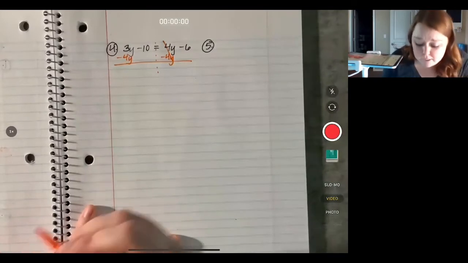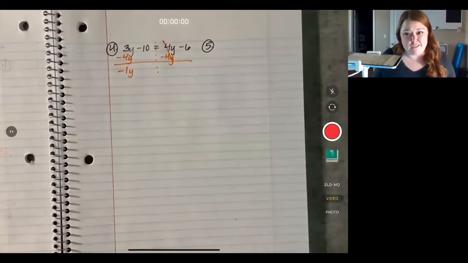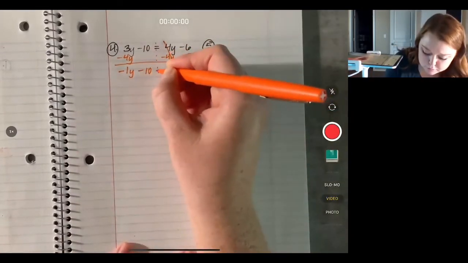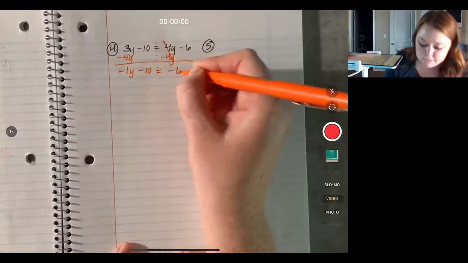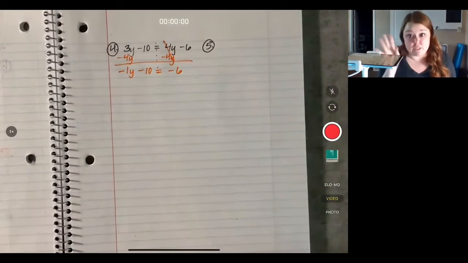3y minus 4y is negative 1y. You don't really need the 1 there. You could write negative y. That's fine. I'm going to drop down the minus 10, drop down the equal sign, and drop down that negative 6. Okay, so I have successfully moved my variables to one side.